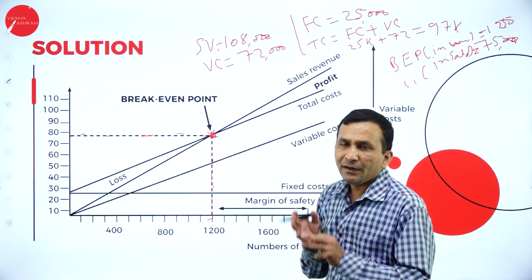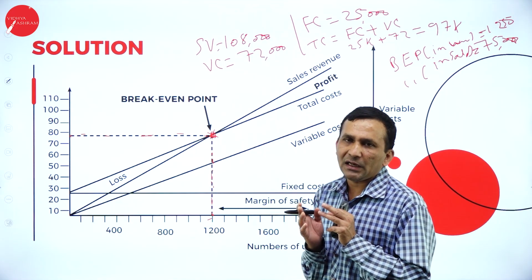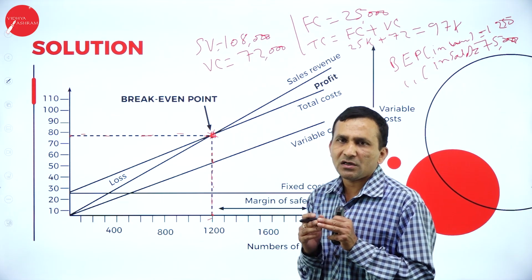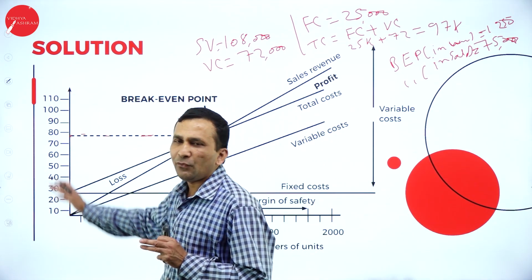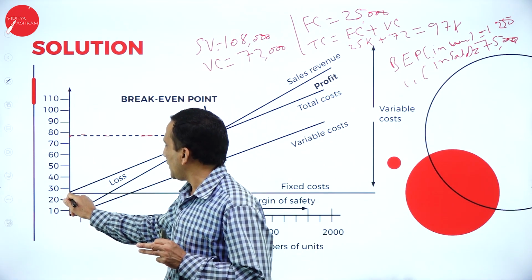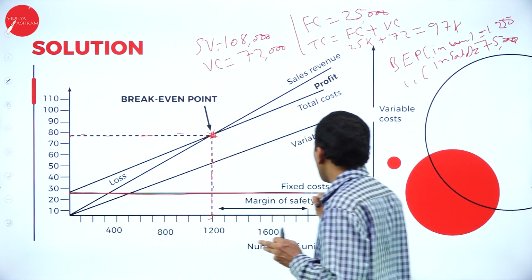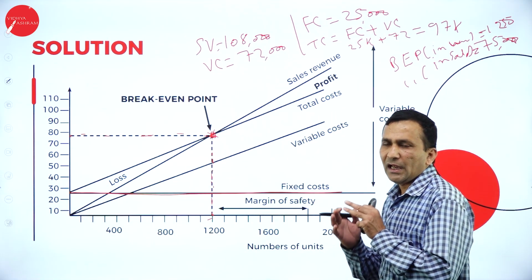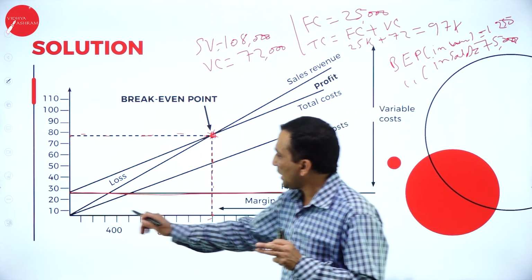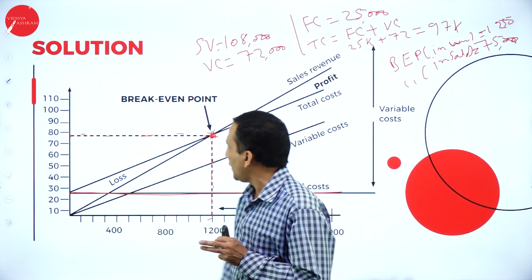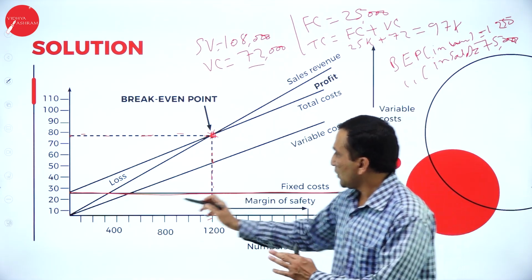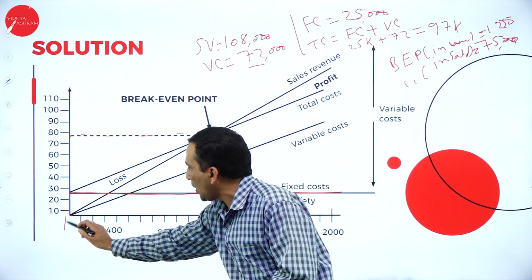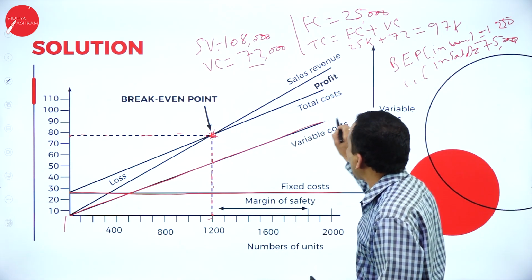Now with the help of the data we calculated from the marginal cost statement, we know the fixed cost is 25,000. We refer to the y-axis for value, so at 25,000 we draw a straight line, which is called the fixed cost. The variable cost starts from the origin, and we know the variable cost is 72,000, so we extend one straight line from the origin.